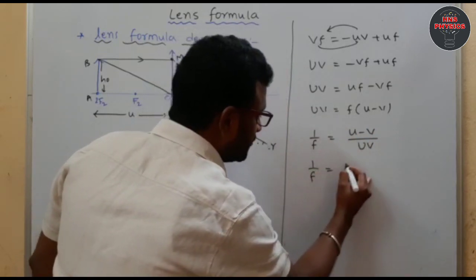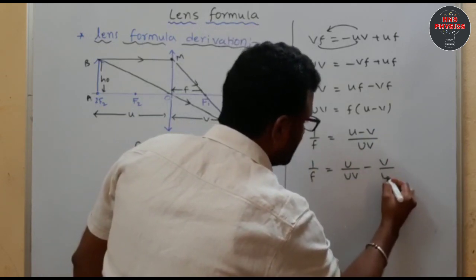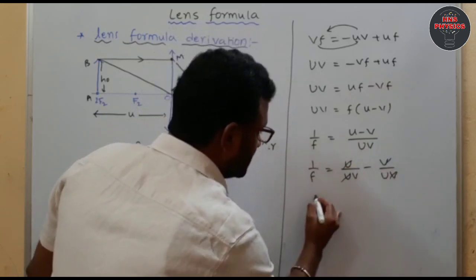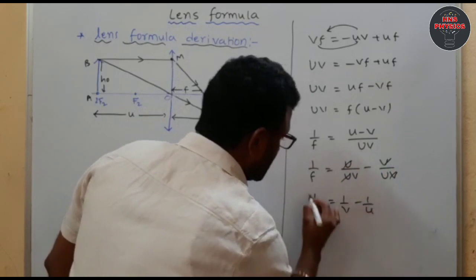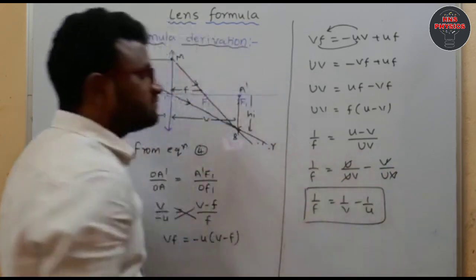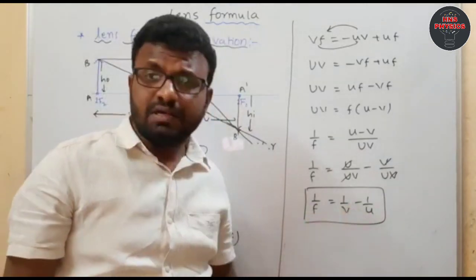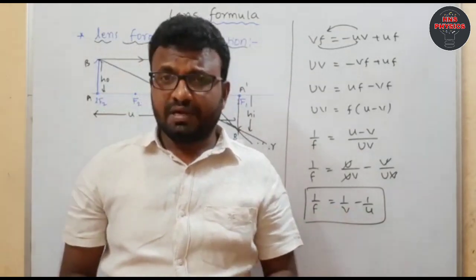That UV you can write individually. So 1 by F equal to U by UV minus V by UV, where U cancels and V cancels. So 1 by F equal to 1 by V minus 1 by U. This is nothing but the lens formula. So 1 by F equal to 1 by V minus 1 by U. This formula is very important for numerical problems.